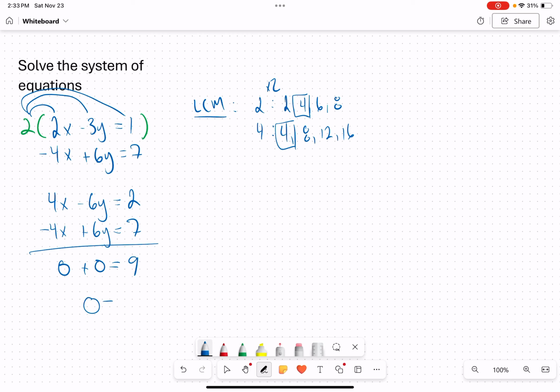But we have 0 is equal to 9, and of course, that is not true. So there is no solution. If we had, for instance, 9 is equal to 9, or we had 0 is equal to 0, we would have infinitely many solutions.